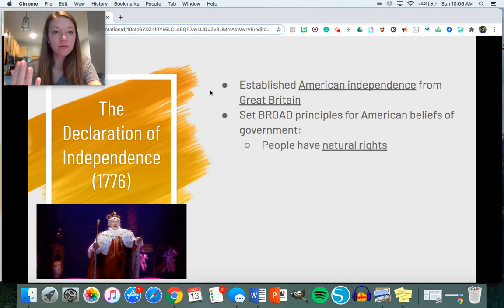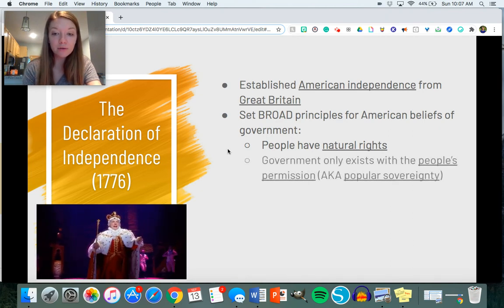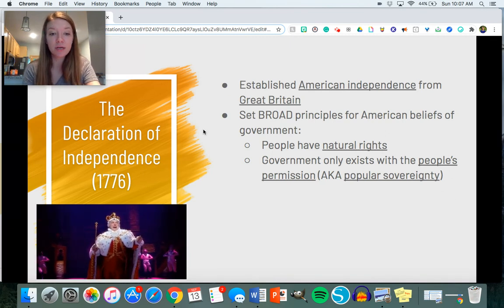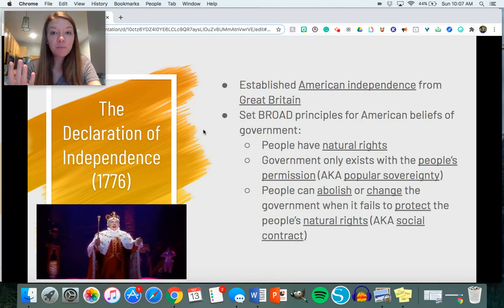So, for example, in the Declaration of Independence, we see that people have natural rights, right? You would have seen life, liberty, pursuit of happiness. That is a very, very important belief that our founders had. You will also see that government only exists with the people's permission. In the Declaration of Independence, it straight up says consent of the governed. So already in 1776, we're seeing this idea of popular sovereignty. The idea that people can abolish or change the government when it fails to protect the people's natural rights.